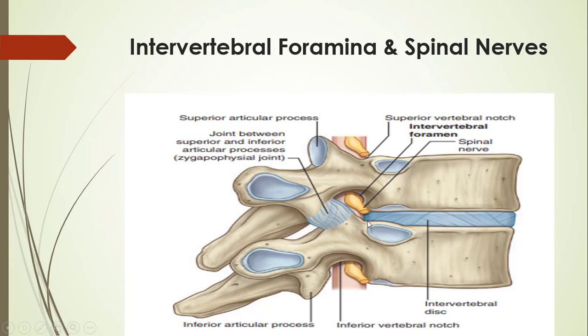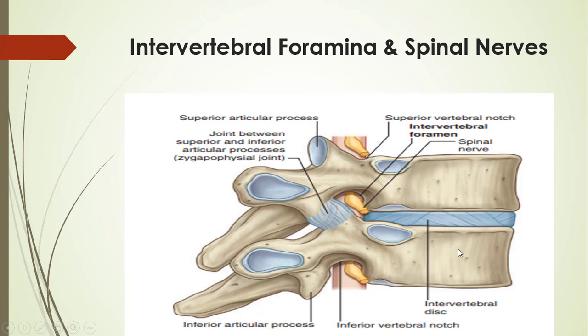Superior and inferior margins of the intervertebral foramen are formed by notches in adjacent pedicles. Here is the inferior notch of the vertebra above, and here is the superior notch of the vertebra below. Now the posterior margin is formed by articular processes of vertebral arches and the associated joint. And this joint is called the zygapophyseal joint. The anterior border is formed by the intervertebral disc between the vertebral bodies of adjacent vertebrae.